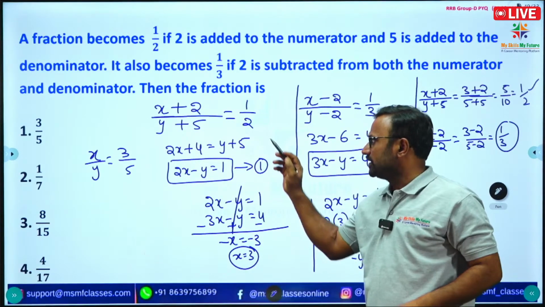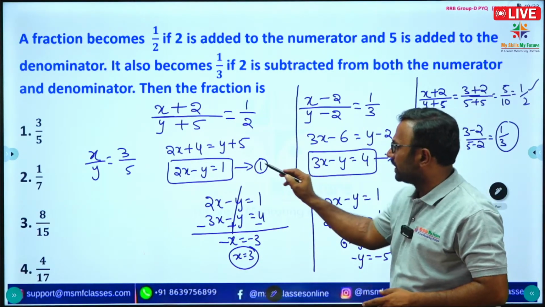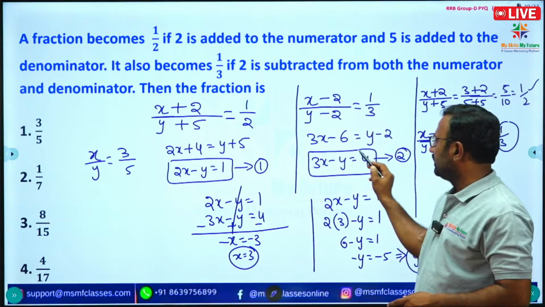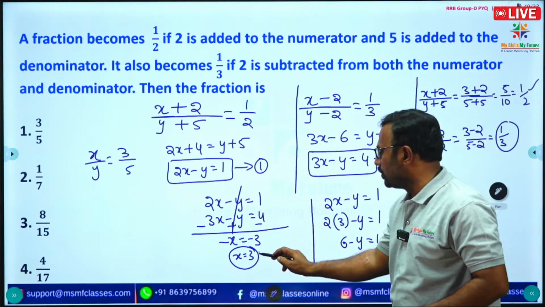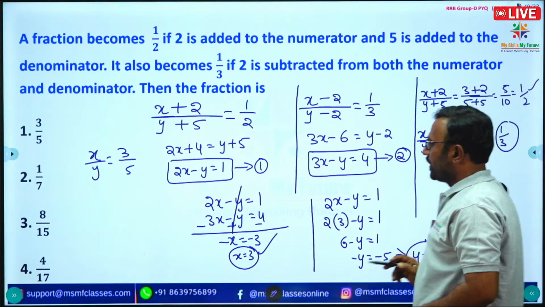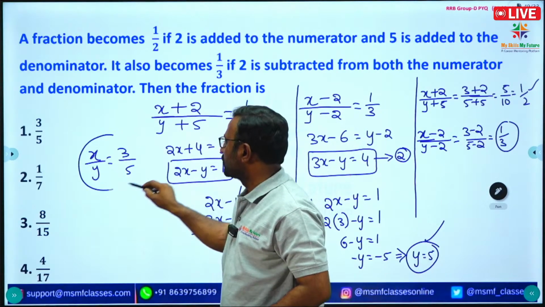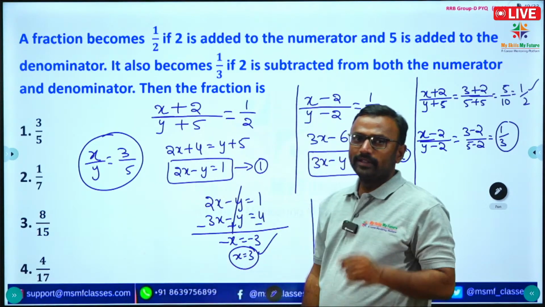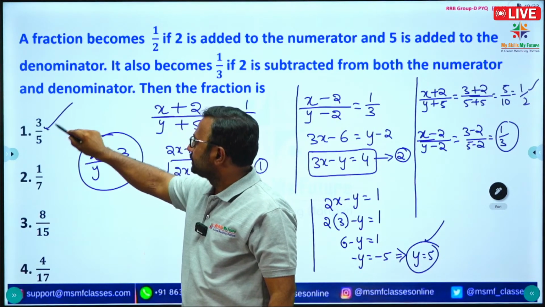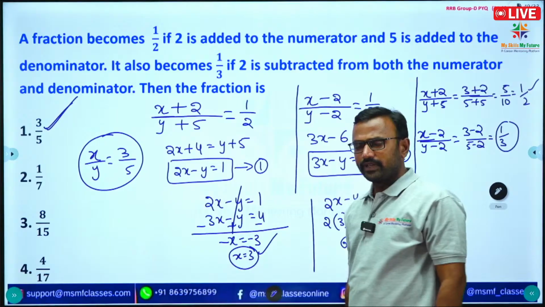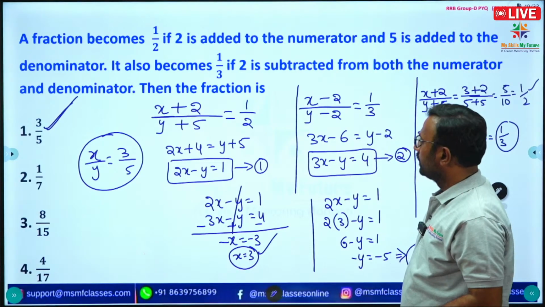Just by applying a simple technique, here we get one equation and here we get another equation. By solving these two equations, we get the x value and y value. So x by y is the one fraction. So x by y is equal to 3 by 5. Option 1 is correct, 3 by 5 is correct.